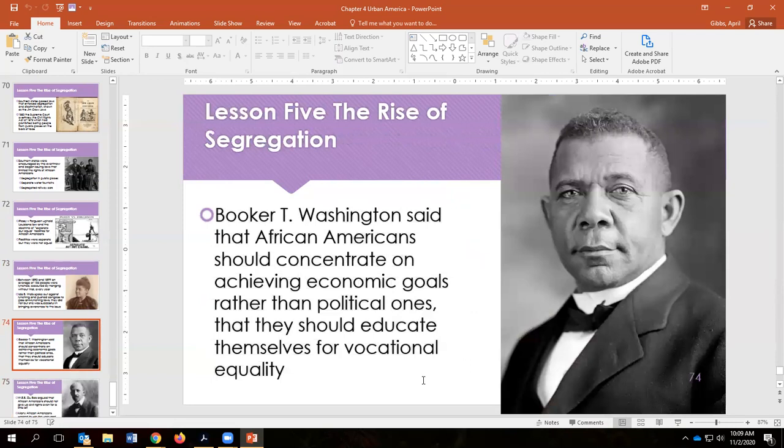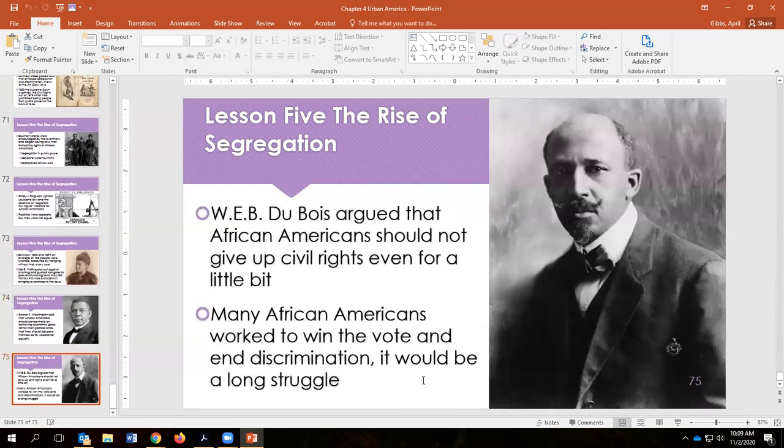Booker T. Washington said that African Americans should concentrate on achieving economic goals rather than political ones, that they should educate themselves for vocational equality. W.E.B. Du Bois argued that African Americans should not give up civil rights even for a little bit. Many African Americans worked to win the votes and end discrimination, and it would be a long struggle. And it still is a long struggle.